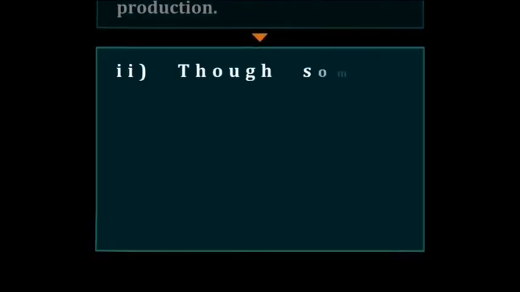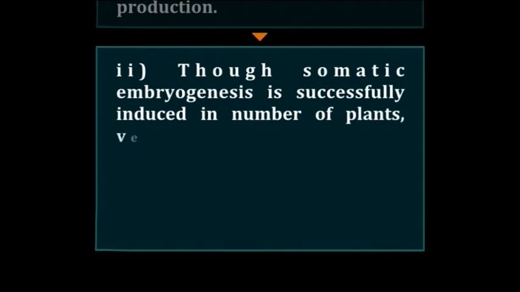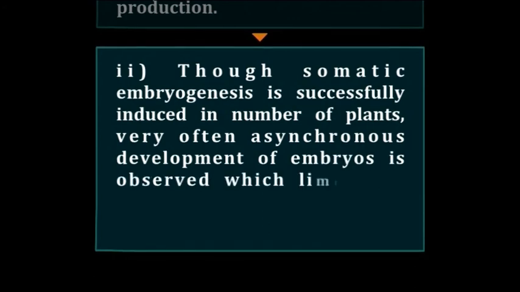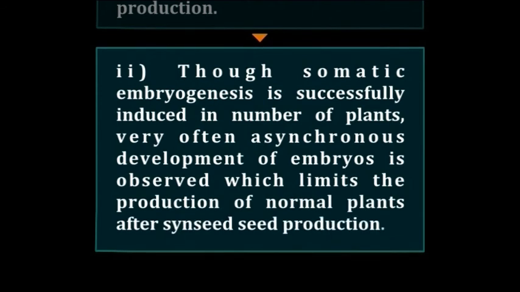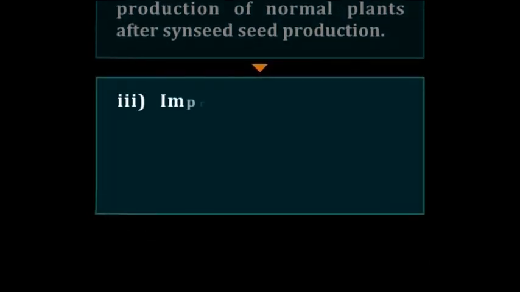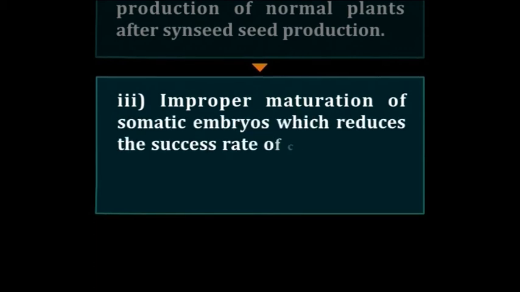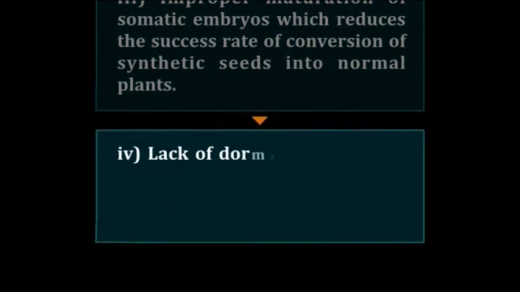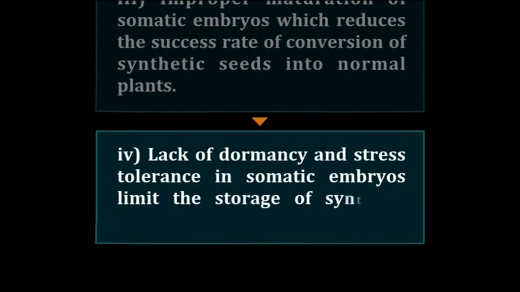Second point, though somatic embryogenesis is successfully induced in a number of plants, very often asynchronous development of embryos is observed, which limits the production of normal plants after synthetic seed production. And third point, improper maturation of somatic embryos, which reduces the success rate of conversion of synthetic seed into normal plants. Fourth point, lack of dormancy and stress tolerance in somatic embryos limits the storage of synthetic seed.